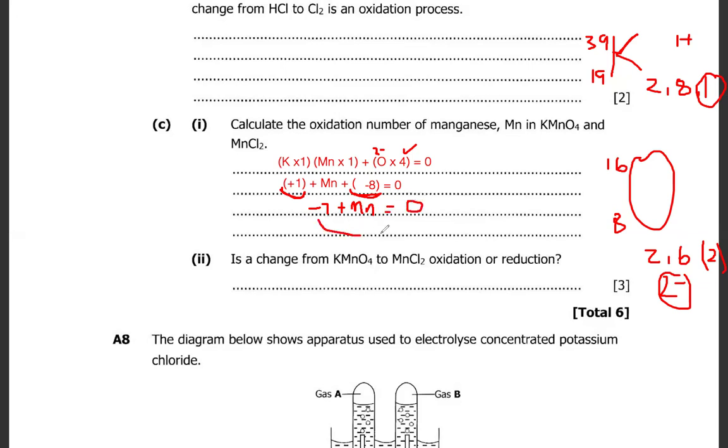At this point, we collect like terms so that manganese remains, and because this is negative, when it gets to this side, it becomes plus 7. So the oxidation state of manganese in potassium permanganate is plus 7. As simple as that.